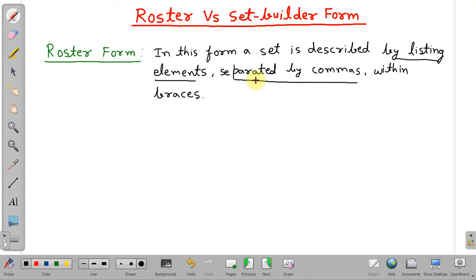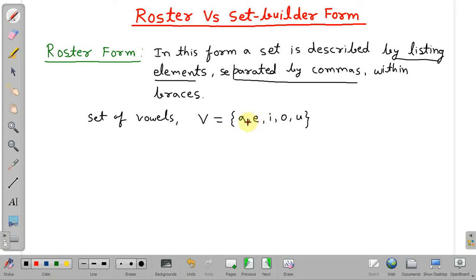So if we describe the set of vowels, how can we write it in roster form? If we denote it by V, all the elements should be listed within braces and separated by commas. So the vowels are a, e, i, o and u. This is the roster form of all the vowels.